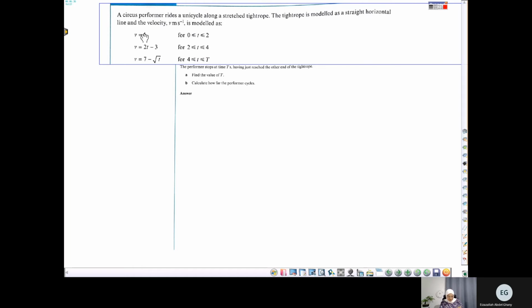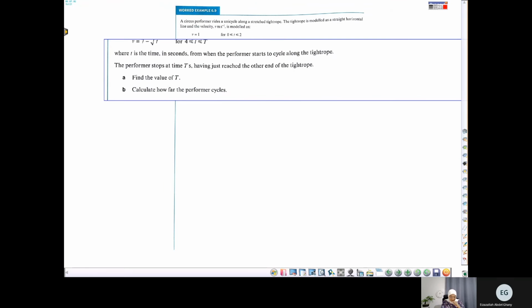The first stage, velocity equals 1 for the time from 0 to 2 seconds. Second stage, velocity equals 2t minus 3, an expression in terms of t, for t from 2 to 4 seconds. And the third stage, velocity equals 7 minus square root of t, for t from 4 to capital letter T, where t is time in seconds from when the performer starts to cycle along the tightrope.